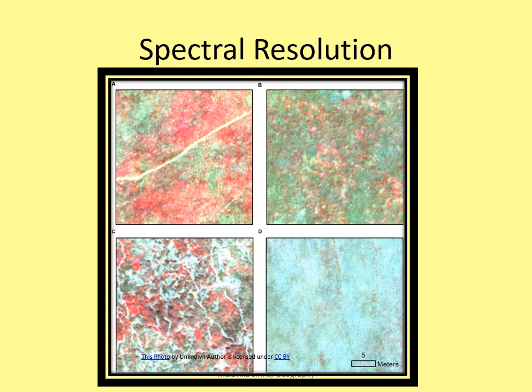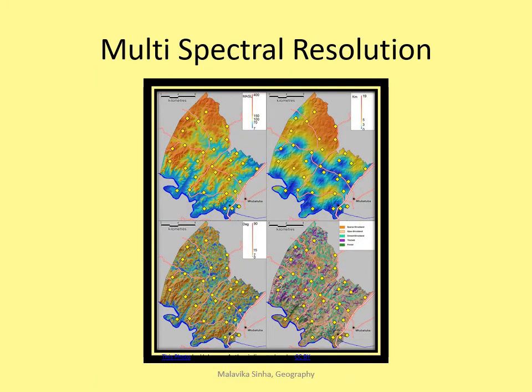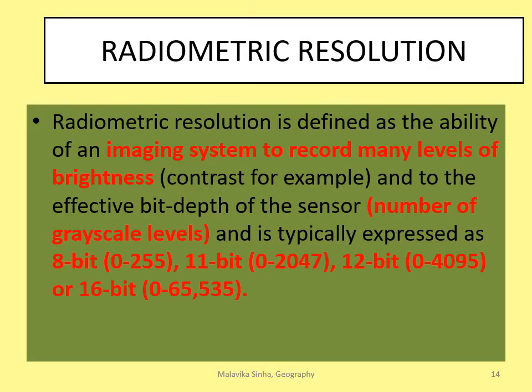This is a picture of a multispectral band. We can get more information and a more vivid, clear picture of that area if we use multispectral bands. This is also a picture of multispectral band. It is more informative. The fourth one is the radiometric resolution.